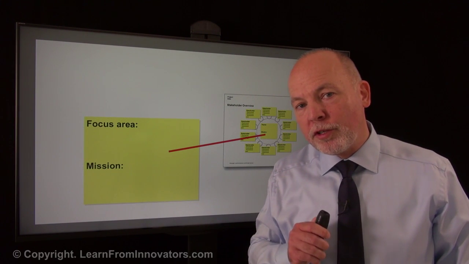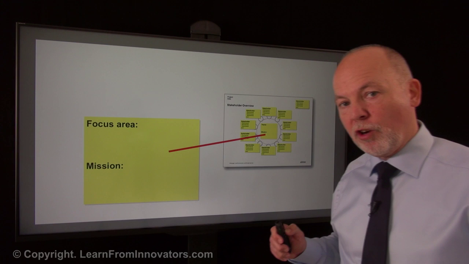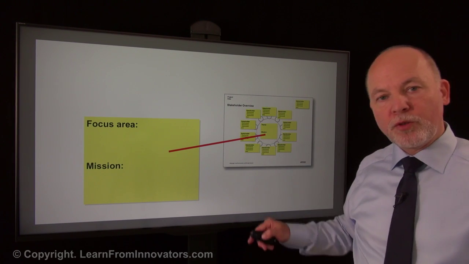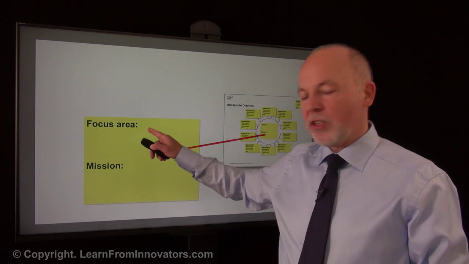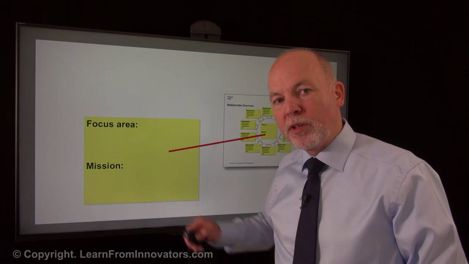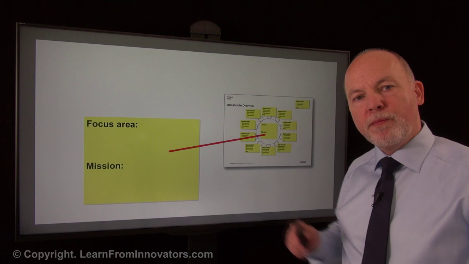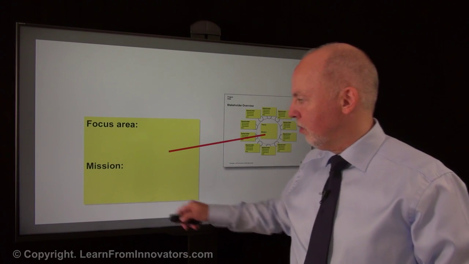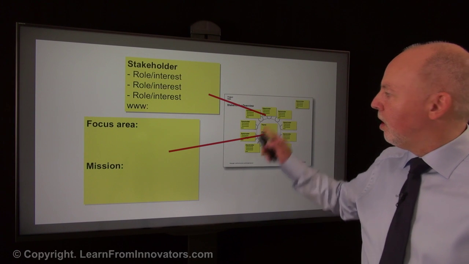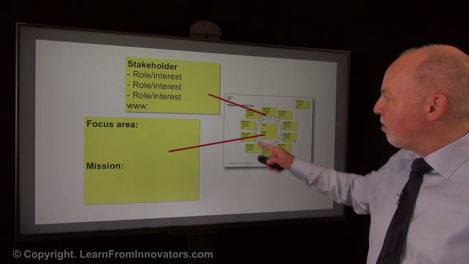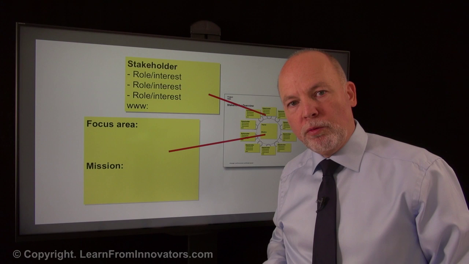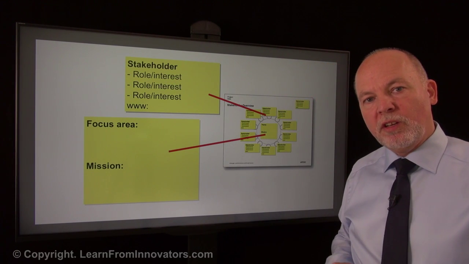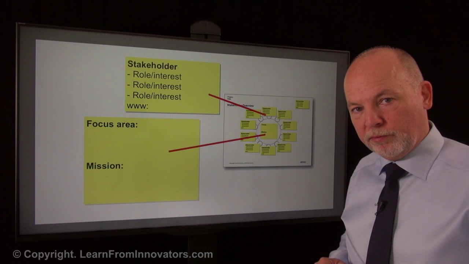Let's take a closer look at the document and the elements in the document. Here is the yellow sticker version, where the central yellow sticker is where you can state the focus area. Could be the business or the business area or the theme of your project. And here is the mission. You can state the mission. Each of the stickers around is for each stakeholder. And there you can state the role and the interest of each stakeholder.